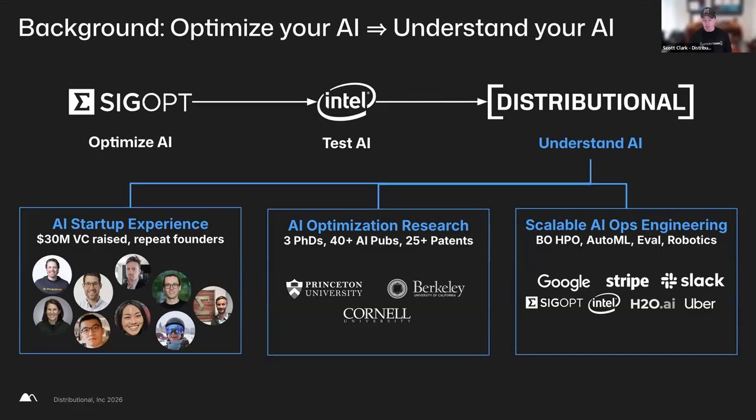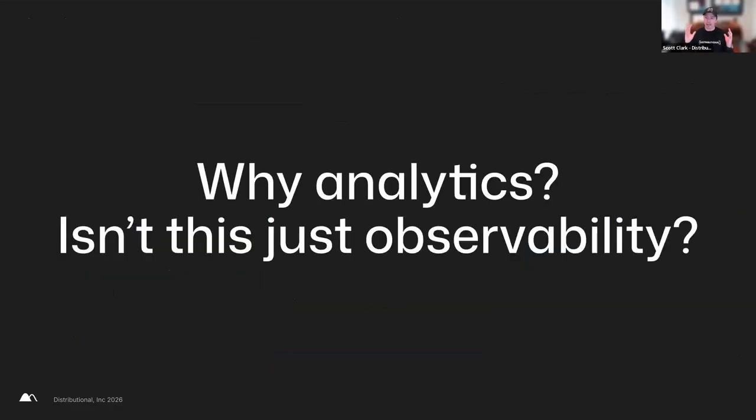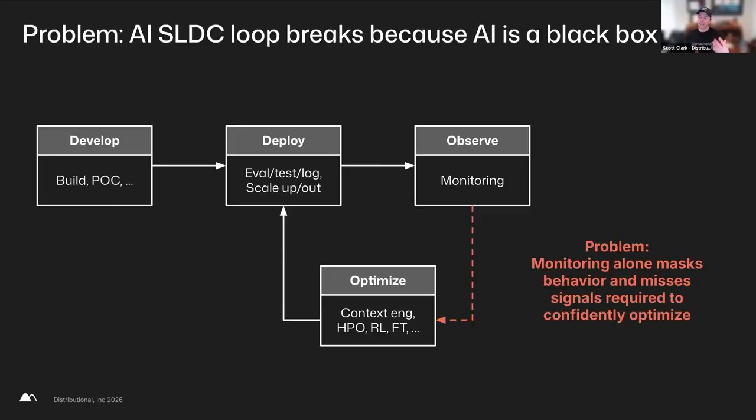So that's me, but let me dive into the problem more specifically. So what is analytics, and how is that different than just observability or monitoring more generally? Jason was hinting at our goal, which is to help accelerate the AI data flywheel, as Jensen puts it.